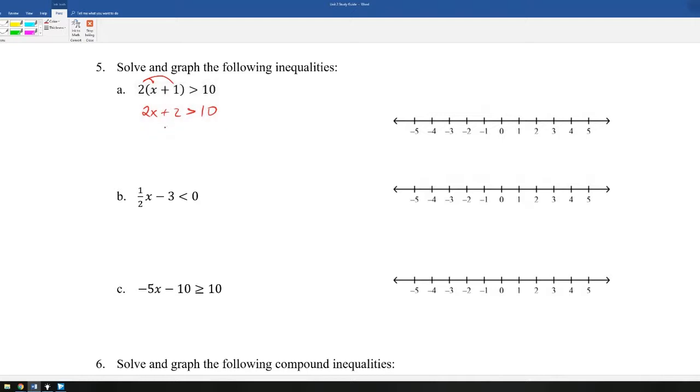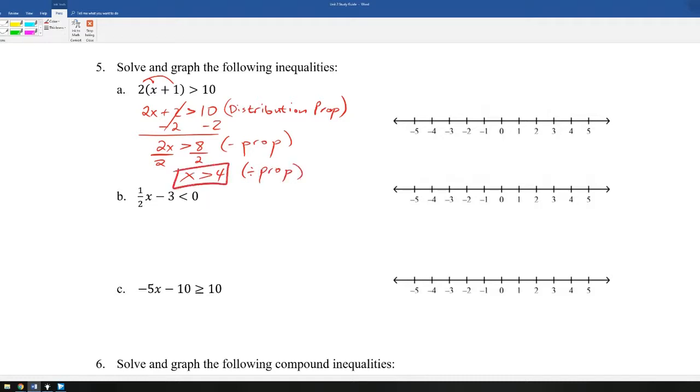All right, so how do you get rid of a plus 2? Minus 2, right? So what we did here was we distributed, distribution property. Right? And then we're going to use the subtraction property to get here. All right, almost done. How do we get rid of a multiplying 2? Divide, right? So we have x is greater than, what's half of 8? 4. So again, that was the division property that we just did. All right, so there is our solution.